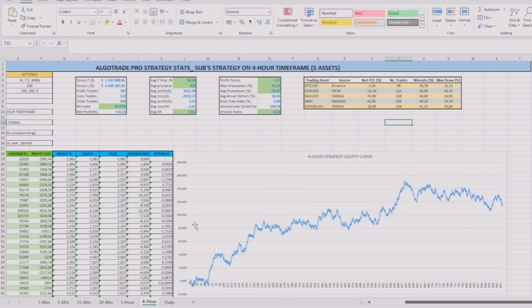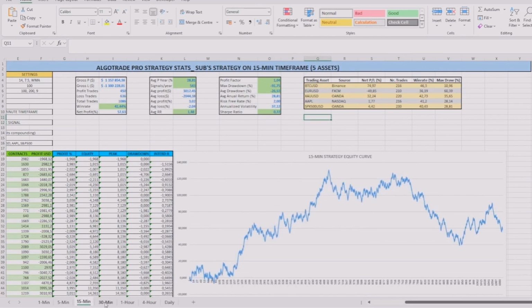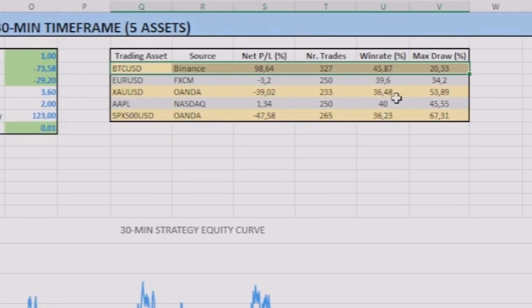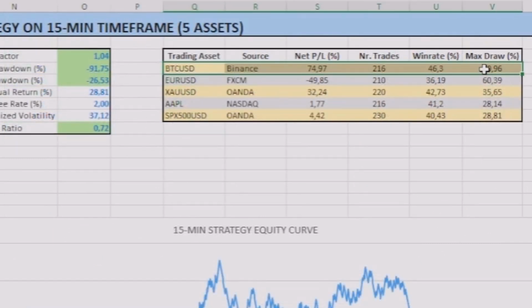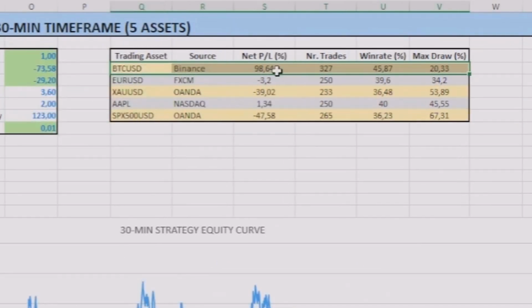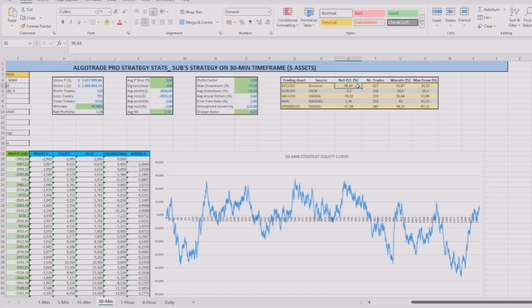So, according to these results, it seems that overall, the 4 hour and daily timeframes can be good ones to apply this strategy. Or, for example, if you want to trade only Bitcoin, the 15 minutes and 30 minutes timeframes can be good ones to achieve consistent and profitable results.